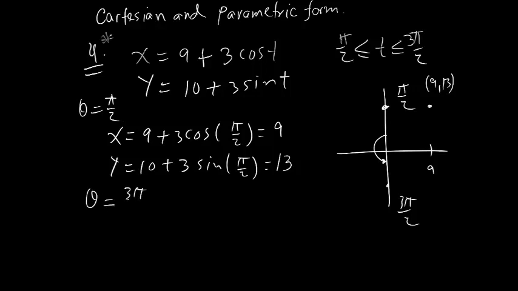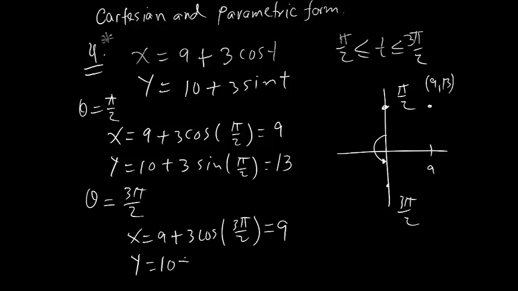Now my theta is 3 pi by 2. 3 pi by 2 is pi plus pi by 2, it is here. In this case x will be 9 plus 3 cosine 3 pi by 2. Cosine 3 pi by 2 is again 0, so that gives me 9. y equals 10 plus 3 sine 3 pi by 2. If you look at the unit circle, or use reference angles from pre-calculus, you can see that sine 3 pi by 2 is negative 1. So 10 minus 3 gives you 7. The other point will be 9, 7, somewhere here. And you see that it is going in this direction.